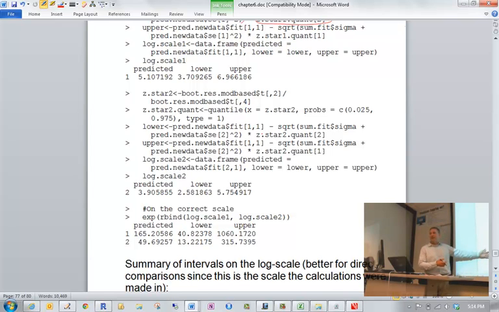These are the intervals overall. These are wider than the basic intervals. Not surprising.